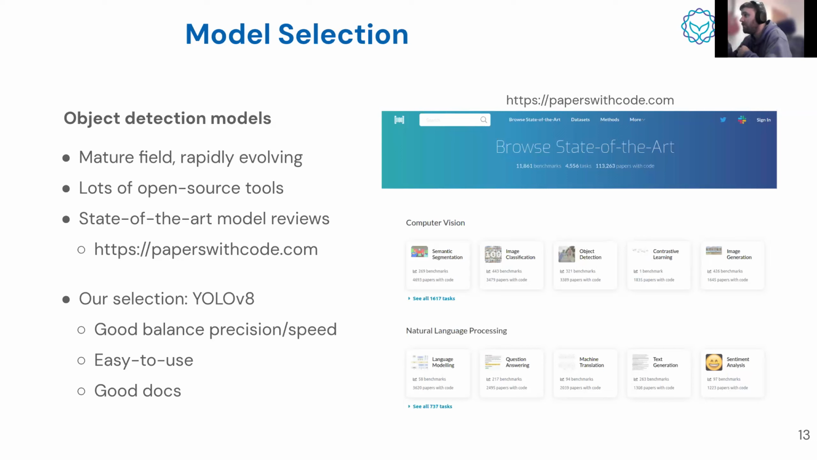Here you can select your application, for instance, object detection, and then it gives you the latest models with benchmark with a standardized data set, and you can compare them. So it's not a trivial task to select one, and this kind of benchmarking tools help you to decide. In our case, we chose Euro-BioImaging because there's a good balance between precision and speed. It's quite easy to use, and there is good documentation available.